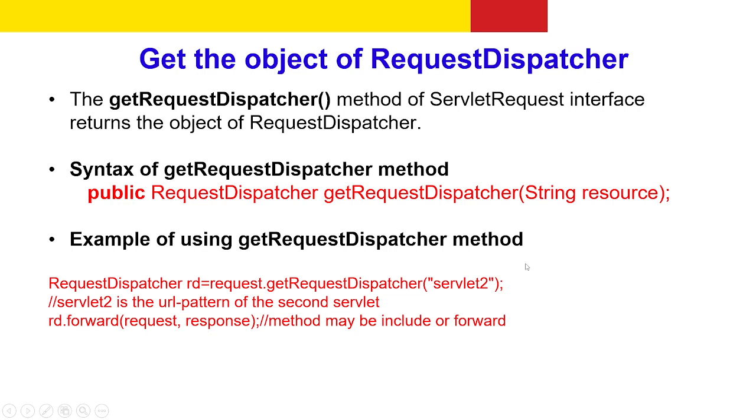So rd has what? The path to the servlet. Only two lines: RequestDispatcher rd = request.getRequestDispatcher("servlet2"), or servlet 3, or login servlet, like that you can specify. Then you have to give rd.forward or rd.include.